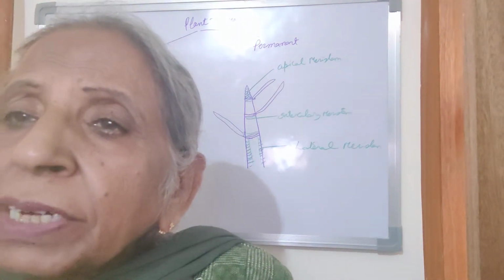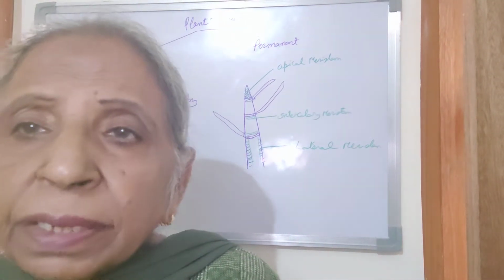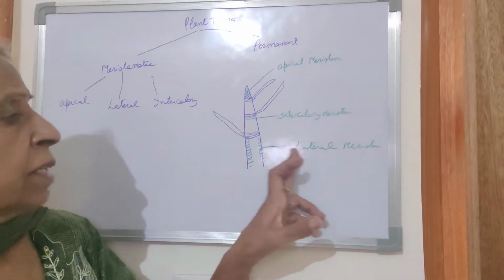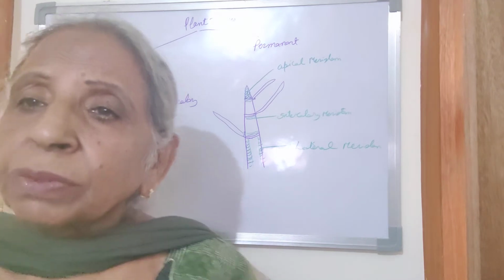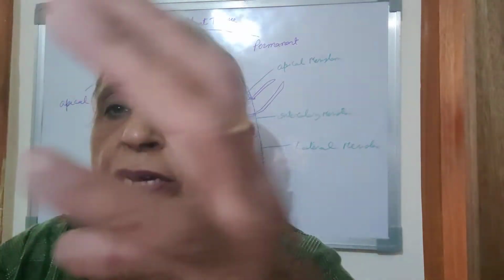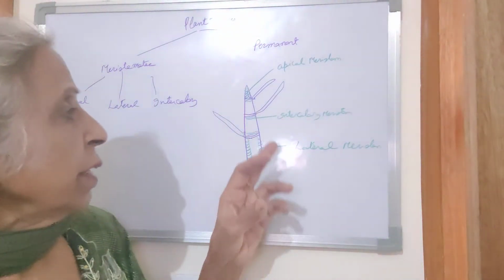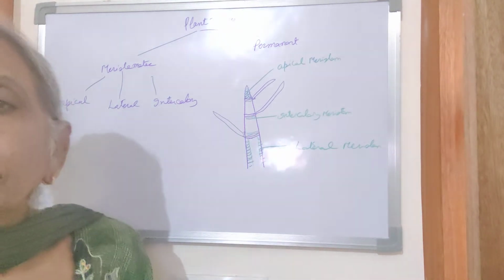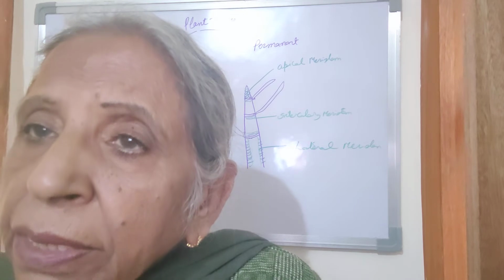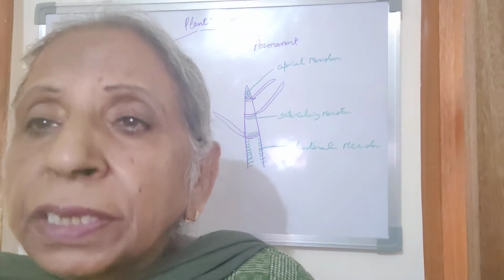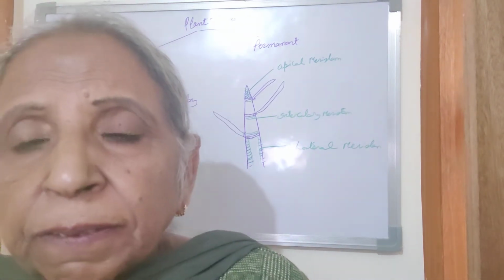They divide and redivide and add to the length of the plant. Lateral meristem is present radially. They divide and redivide to add to the girth of the plant. The plant will broaden. And intercalary meristem is present at the base of the nodes. They help in elongating the internodes. They are also present at the base of stalks of the leaves.